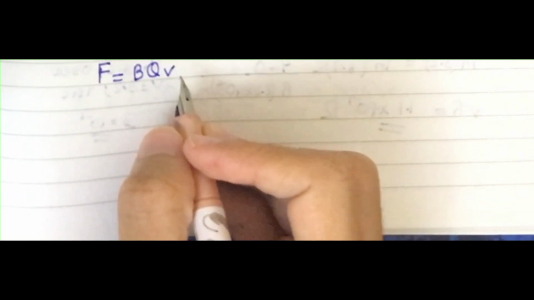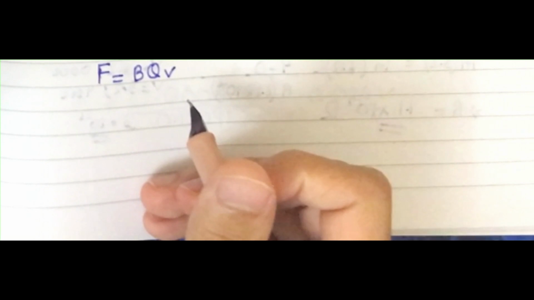So I am going to use the formulas. I can see they mentioned magnetic flux density, the distance, the speed, and the potential difference as well. I'm going to use the formula F equals BQV. Why did I use this formula? Because the question says the electric and magnetic forces were equal.